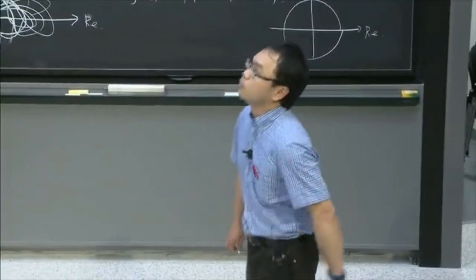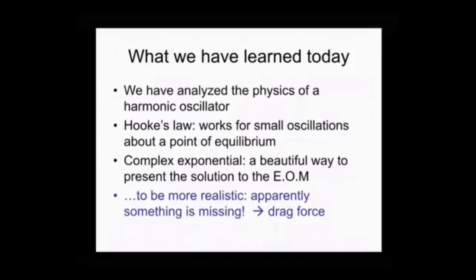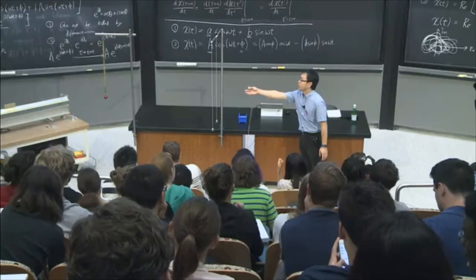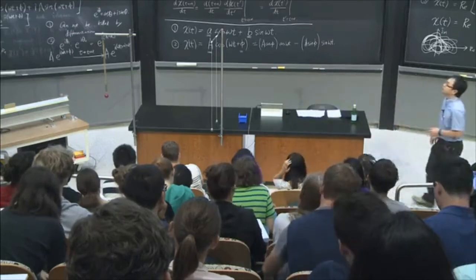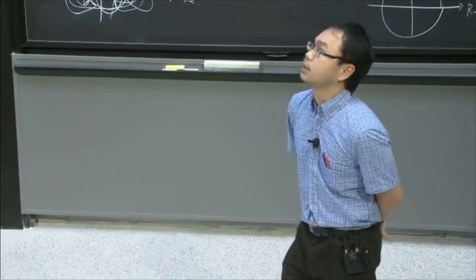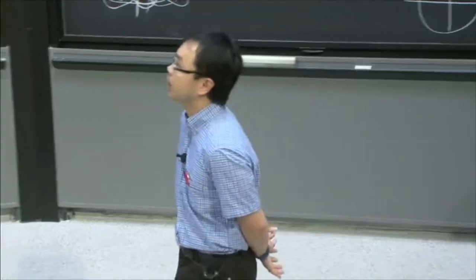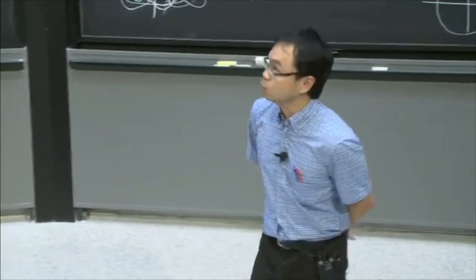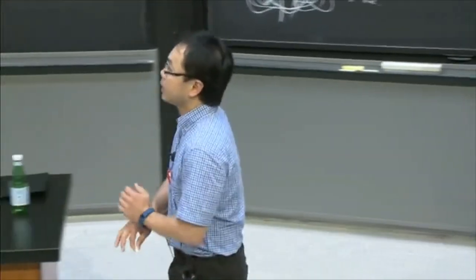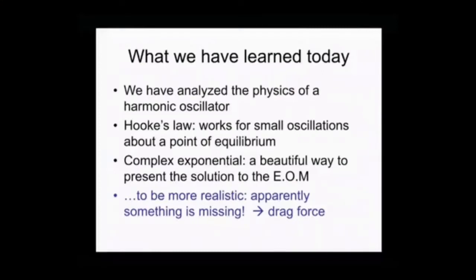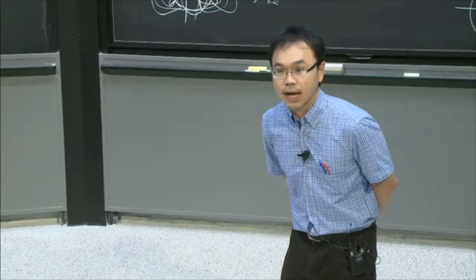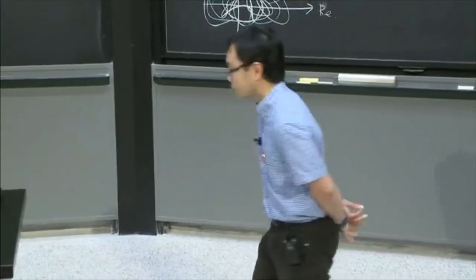And for Hooke's law, we found that it not only works for this spring-mass system, it also works for all kinds of different small oscillations about a point of equilibrium. So basically, it's actually a universal solution, what we have been doing. And we have found that a complex exponential function is a beautiful way to present the solution to the equation of motion we have been studying. So everything is nice and good.